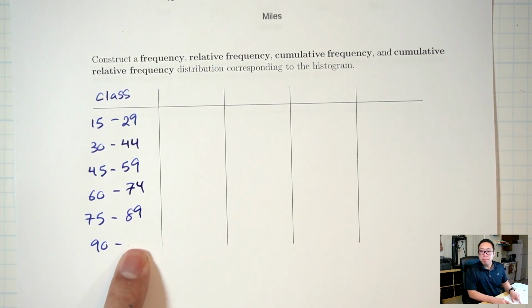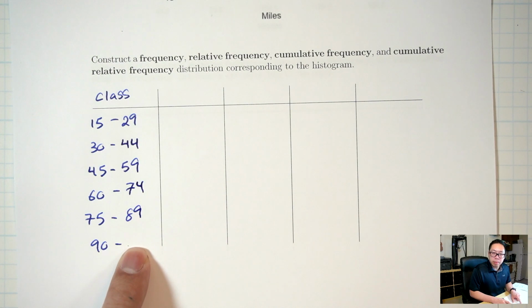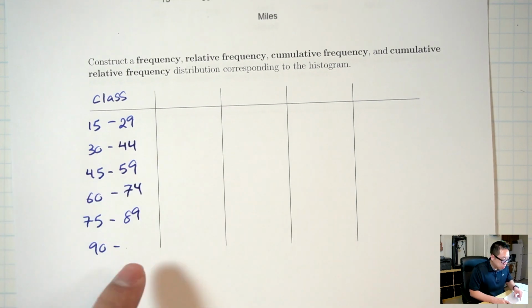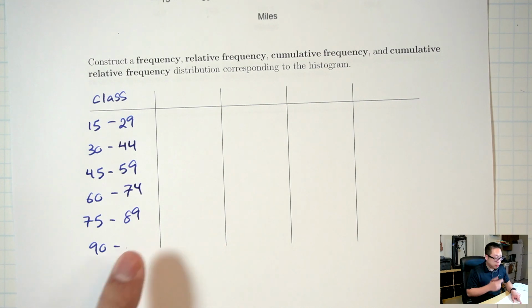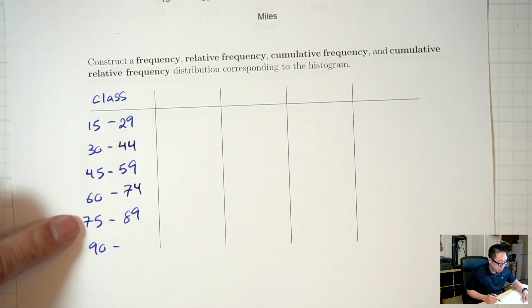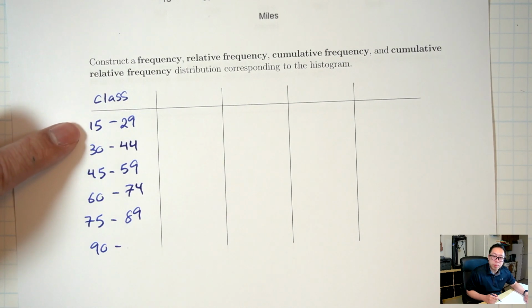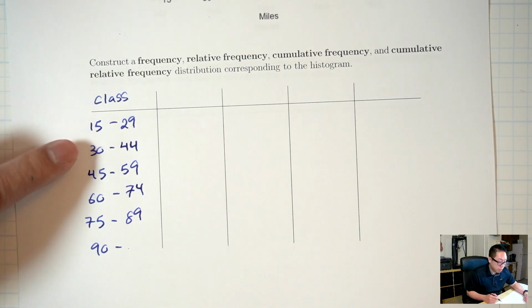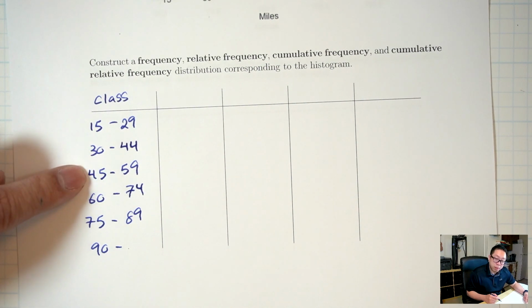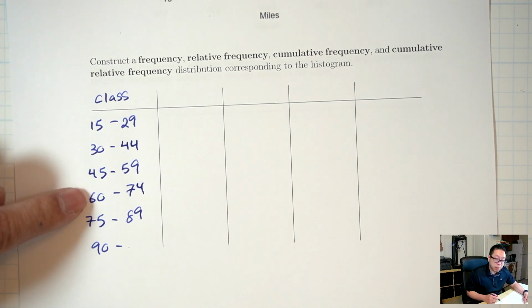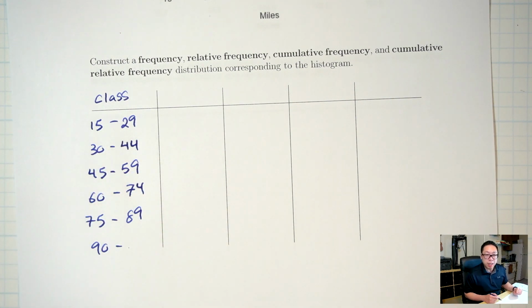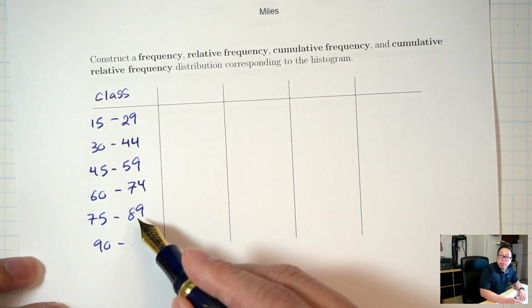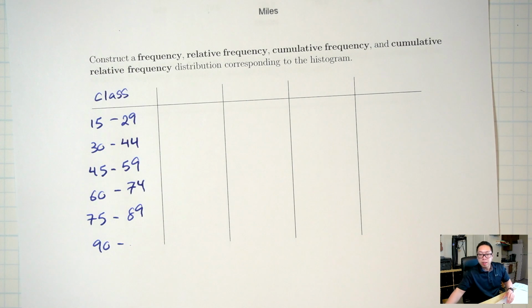And then what about this last one? For the last one, it's always easiest to use the class width. These numbers are going up by how much? 15 to 30, it's going up by how much? 15, right? So 30 minus 15 is 15. From 30 to 45, that's going up by 15. 45 to 60, that's going up by 15. All the numbers in this table should be going up by 15, right? So to get this last one, just add 15 to the 89. So what is 89 plus 15?